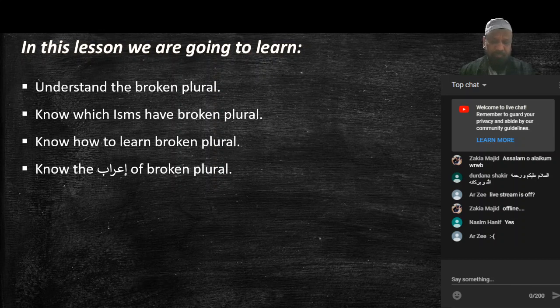There are 3 cases an ism can be in: halatul rafa, which shows i'rab with dhammatain; halatul nasb, the i'rab shows with fathatain; and halatul jar, the i'rab shows with kasratain. The ism in halatul rafa is called marfu'. The ism in halatul nasb is called mansub. The ism in halatul jar is called majroor.